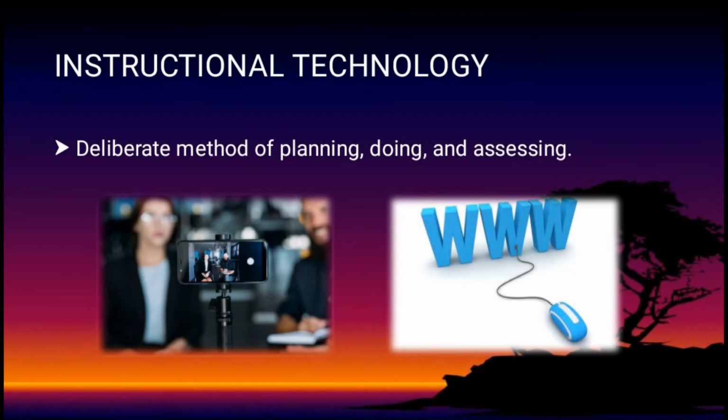Instructional technology is a branch of education. It is also the systematic way of designing, carrying out, and evaluating the process of learning and teaching in terms of specific objectives. The main purpose of instructional design is to create engaging and effective learning experiences.